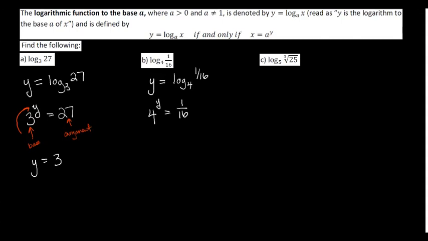We can rewrite 16 as 4 squared, so this gives me 1 over 4 squared. And then, using the definition of a negative exponent, we can move the 4 squared to the top and change it to a -2. That would give us y equals -2. In other words, what exponent do I need on 4 to give me 1/16? The exponent would be -2.